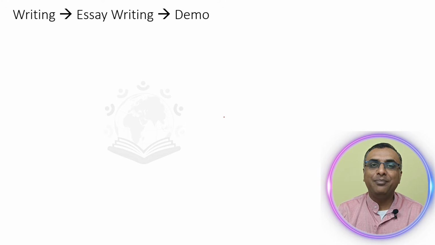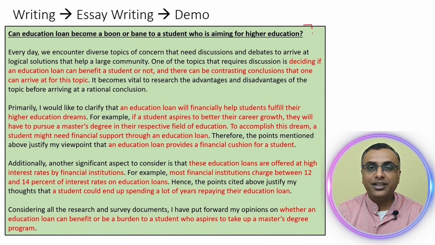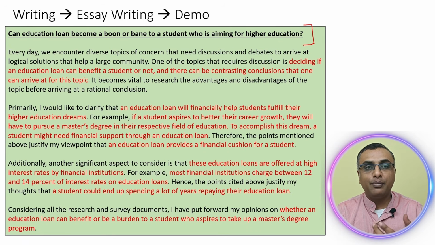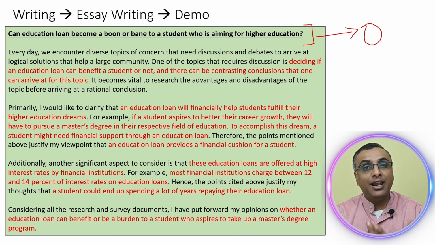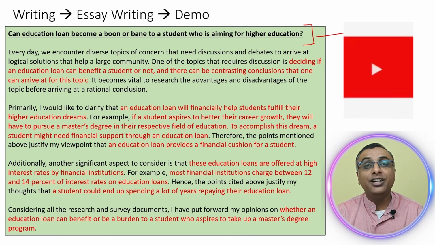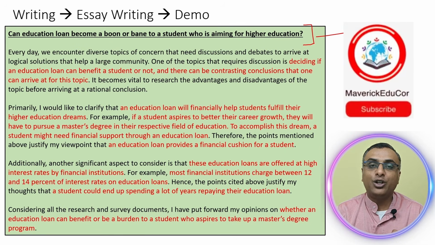Now, utilizing the template that we had seen, let's look at an example. Here, the topic is all about, can an education loan become a boon or a bane to a student who is aiming for higher education? It could be an opinion-based essay, whether it could be painful or whether it could help a student who is procuring an education loan. That is what the topic means.